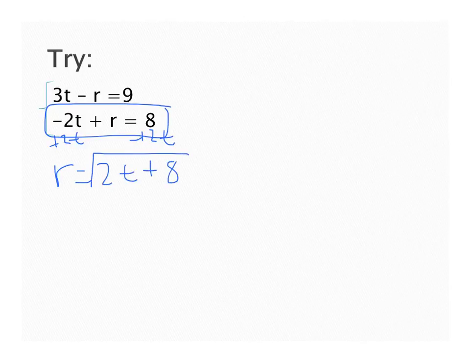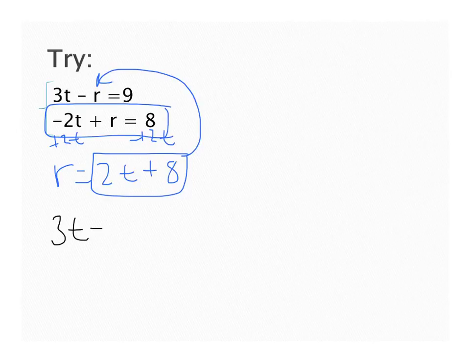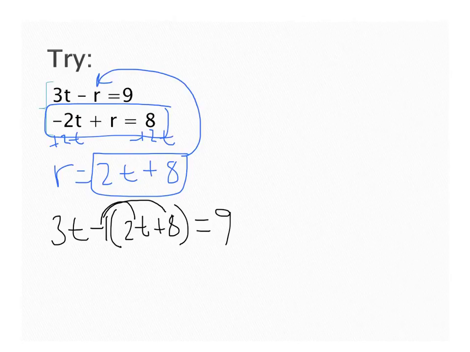Let's take this 2t plus 8 and plug it in for my r right here. Now we got to be careful when we do this. So we're going to have 3t minus, and then parentheses, 2t plus 8. Now why is it important that I put parentheses around this? If you're thinking because it's like I have a negative 1 out in front and I need to distribute that negative 1 to both, you are absolutely correct.